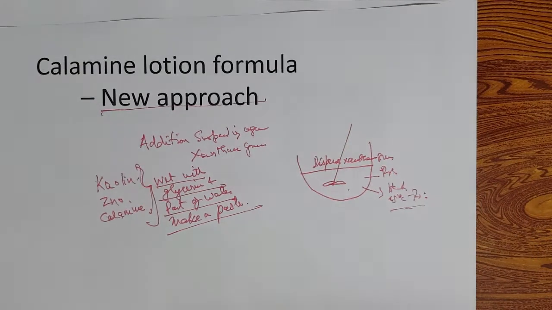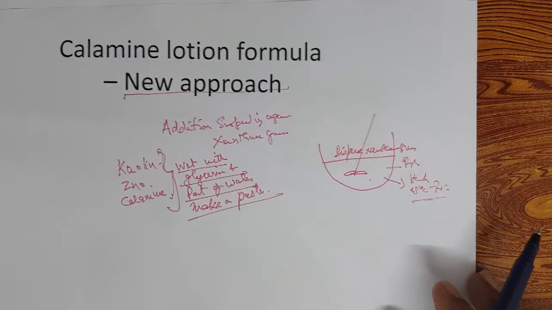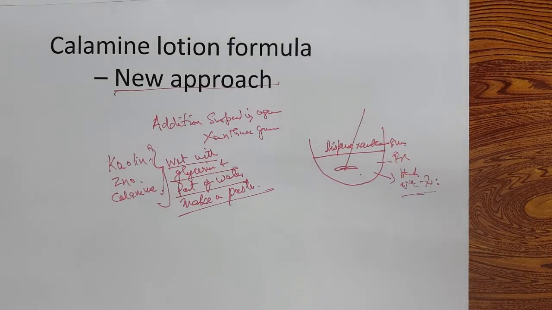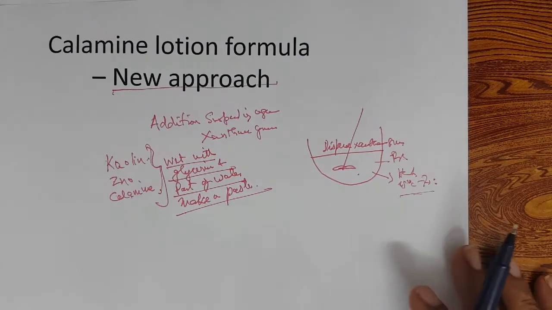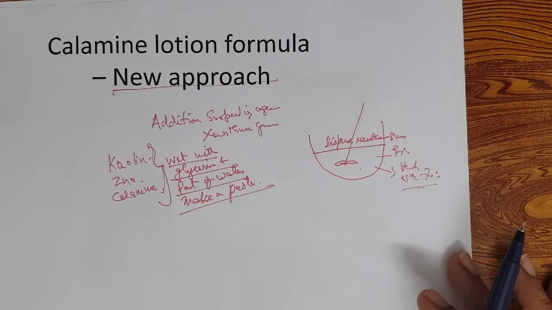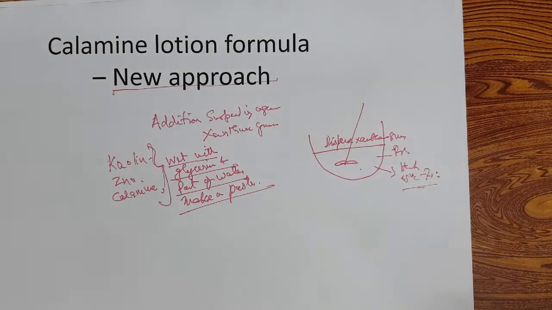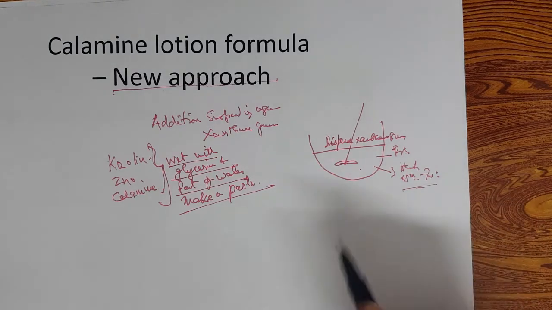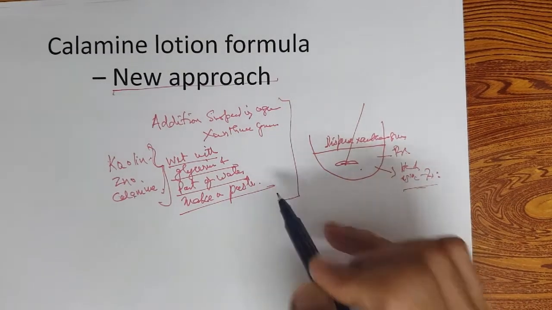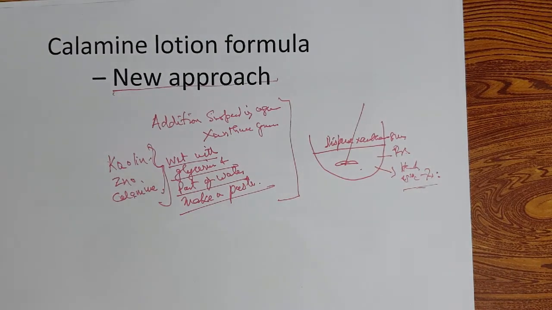You can homogenize also, right? And then cool, and then add the perfume, right? So this is a method that will be very effective in making a very, very uniform, smooth lotion in a factory scale. Right? This is one of the approaches. So from the laboratory mortar and pestle approach, this is how the process can be upscaled, right?